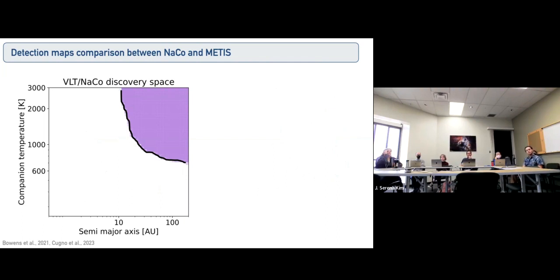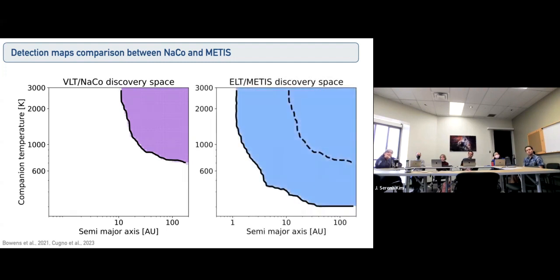Finally, on this topic, I would like to compare what we could do now with NaCo and what we will be able to do in a few years, probably by the end of the decade, with METIS at the Extremely Large Telescope. So this is the NaCo discovery space for TW Hydra. And now we can have a look at the ELT METIS discovery space for the same target. Of course, having such a large mirror allows us to move inwards and inspect down to maybe 1 AU, or at least 2 AU. And in addition, in terms of companion temperature, we will be sensitive to companions of the order of a few hundred Kelvin.